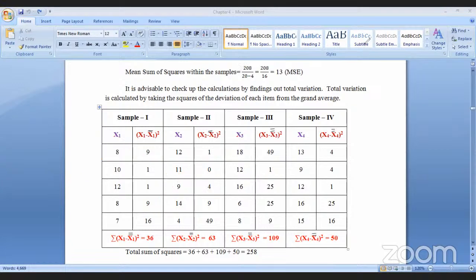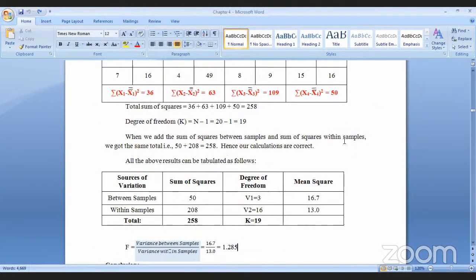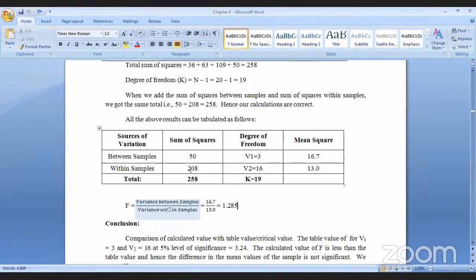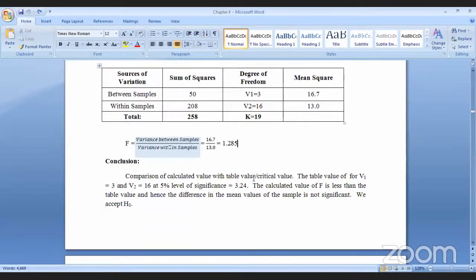After getting all the values, write all the above results tabulated as follows. Write the SSC value, SSE value, SST value, V1, V2, and MSC value also. Then write the conclusion. If there are any doubts, ask.